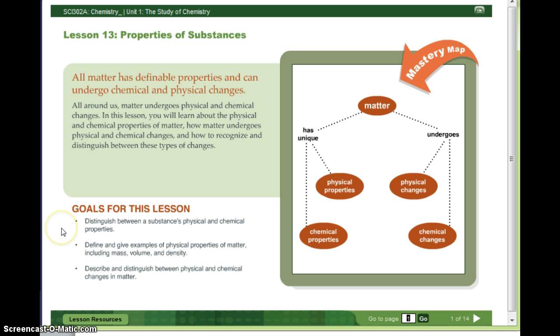Goals for the lesson: distinguish between a substance's physical and chemical properties, define and give examples of physical properties of matter, including mass, volume, and density. Describe and distinguish between physical and chemical changes in matter. Matter has unique physical properties and chemical properties. Matter undergoes physical changes as well as chemical changes.